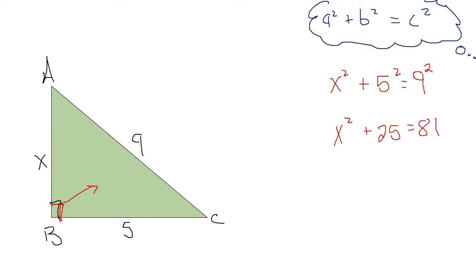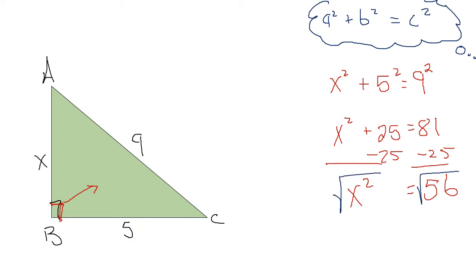Then I'm going to subtract 25 from both sides. So I'm going to get on this side X squared. This is gone. 81 minus 25, and I'm actually going to plug it in my calculator so I don't make a mistake here, is 56. This one I cannot do in my head. So I'm going to take the square root of both sides. The square root of X squared is X.